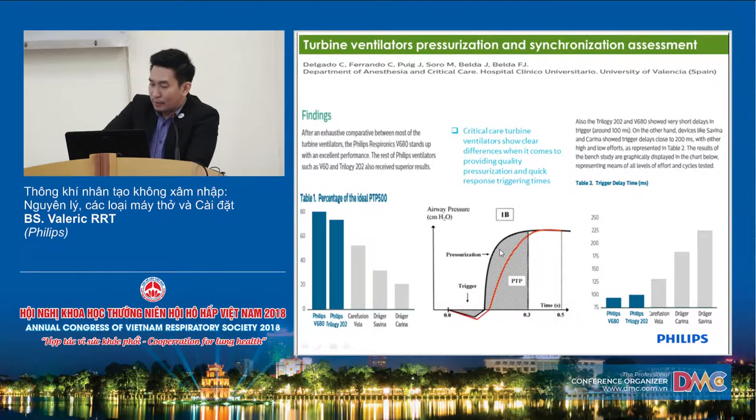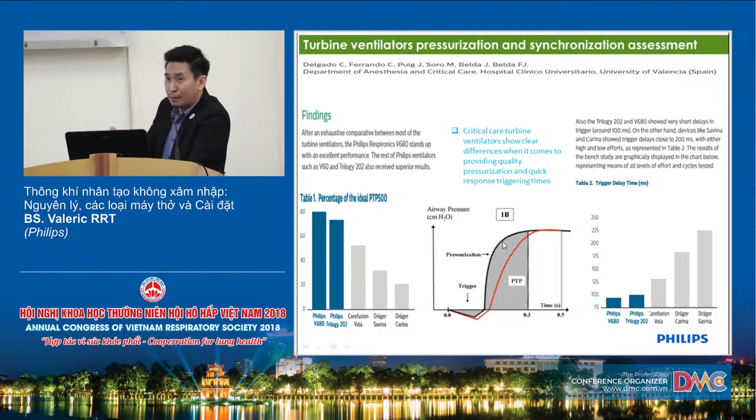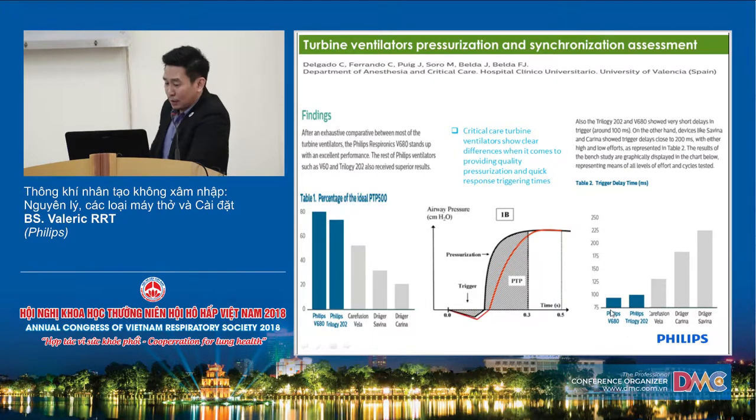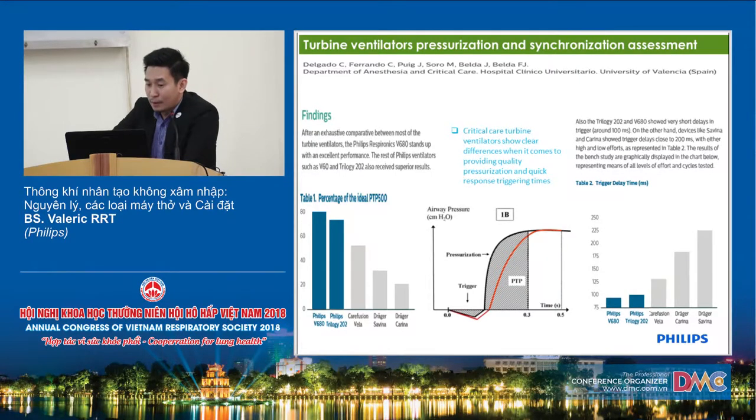So the better ventilator must deliver at least 300 to 500 PTP, pressurization time product. In this result, for the PTP 500, one of the best quick response pressures is the B680 and the B60, and the Trilogy 202, the smaller one. And in terms of triggering delays, here at the right side, the B680 stands out from some ventilators.